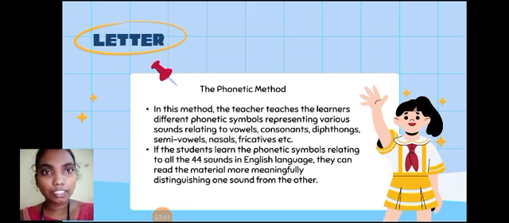The third method is the phonetic method. In this method, they learn the 44 sounds in the English language, like fricatives, consonants, vowels, diphthongs, semivowels, nasals, etc. The students learn the phonetic symbols relating to the 44 sounds in their language. They can also read the material more meaningfully, distinguishing one sound from the other.